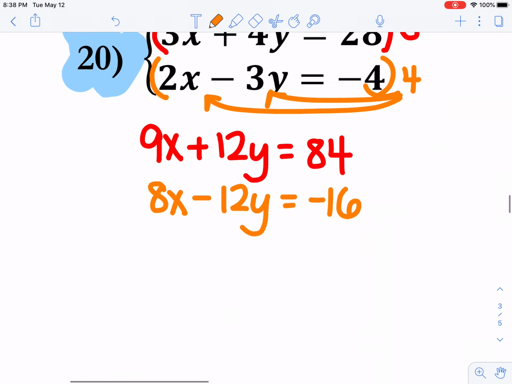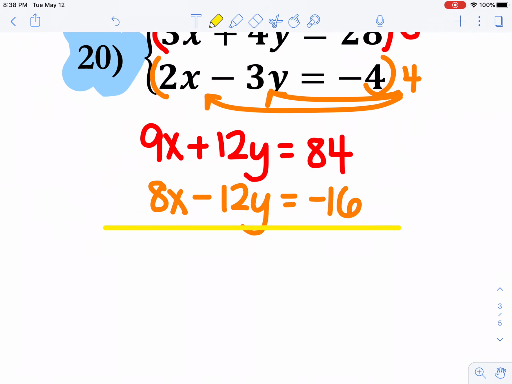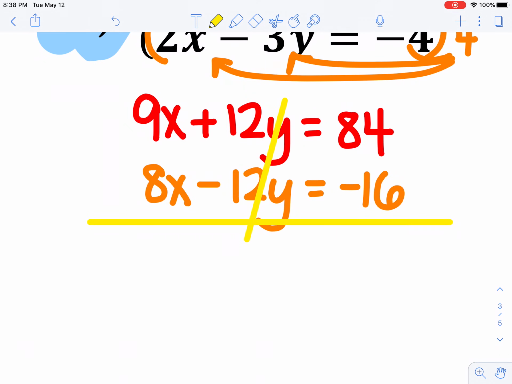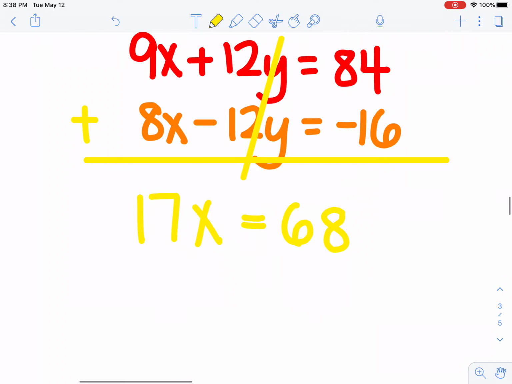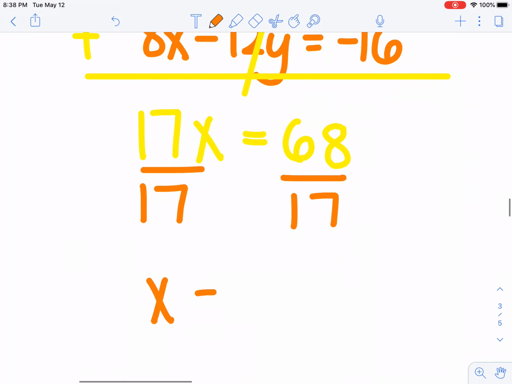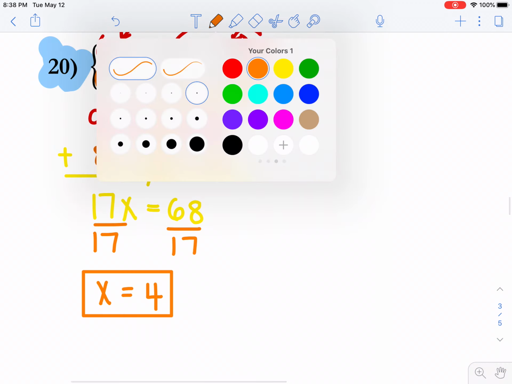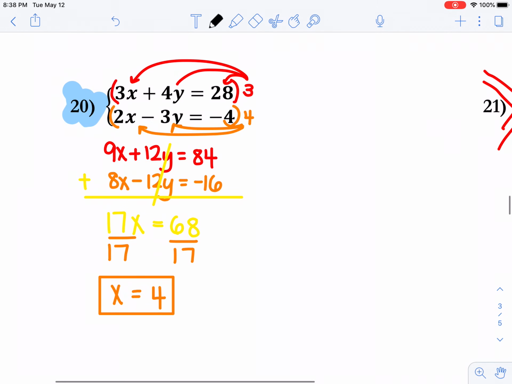Okay, so now, since I did this successfully, the y's do cancel. They go away. So I get a 17x, because 9 plus 8 is 17, equals 68. And I'm going to divide over that 17. So I get x equals 4. Now, I'm not done. And again, this is the most grueling type of problem you're going to come across. So if it seems long, it's because it is.